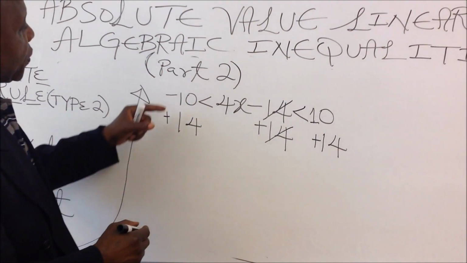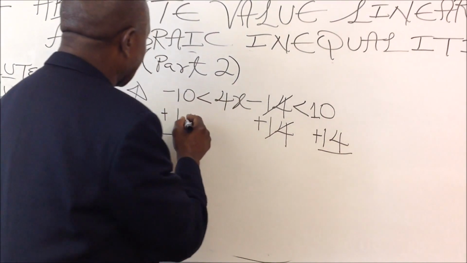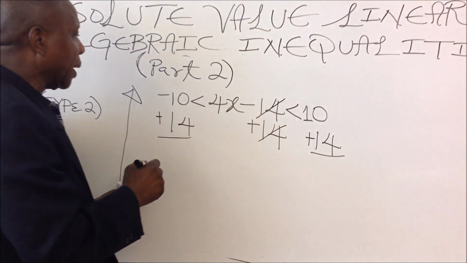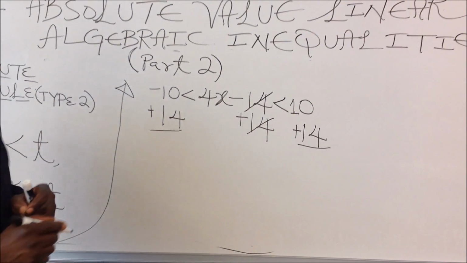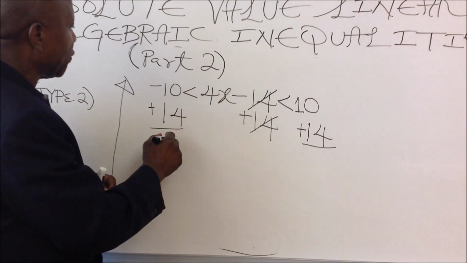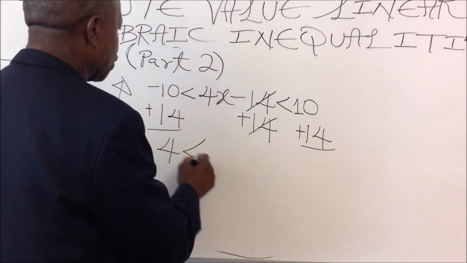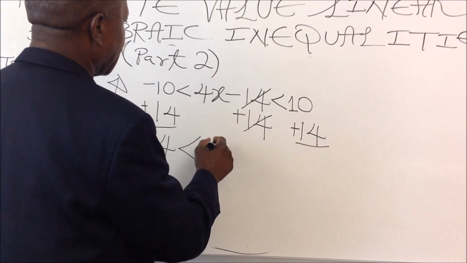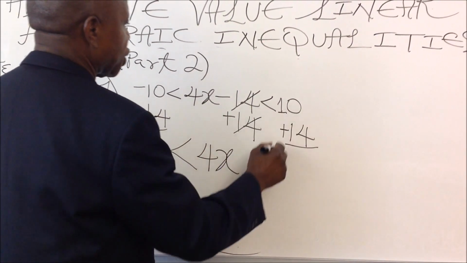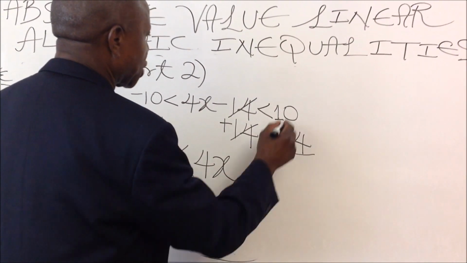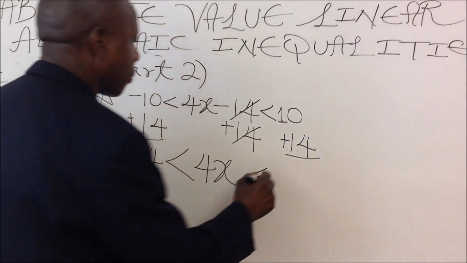And of course, we know that positive 14 minus 10 will be what? Will be, of course, the number 4. And we're now going to bring down what? The 4x here. Then notice on the right side, we're going to add the 10 to the 14, and we're going to obtain the number 24.